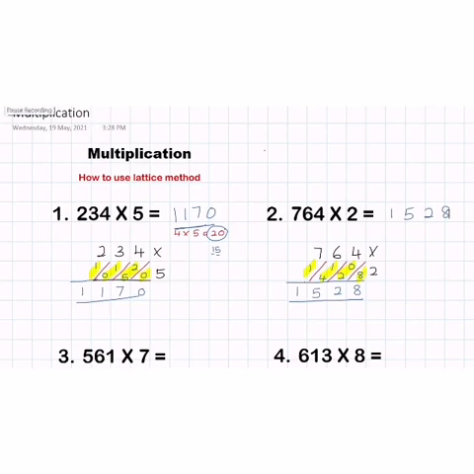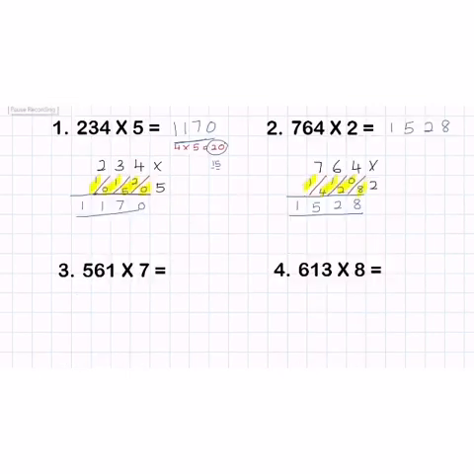Okay, we are going to move to the next question. The next question is 561 times 7. This is the way to write the question, and then you need to separate the boxes below the numbers here. So you just divide the boxes into 2. Now we are going to use times 7 to answer this question.